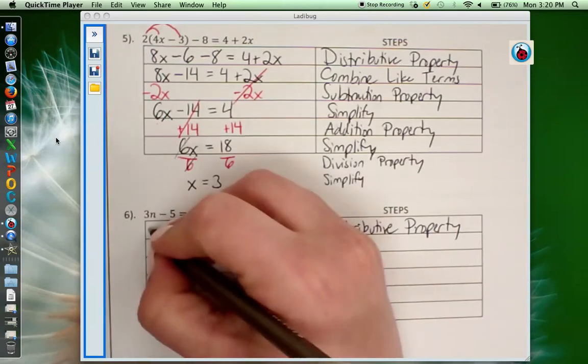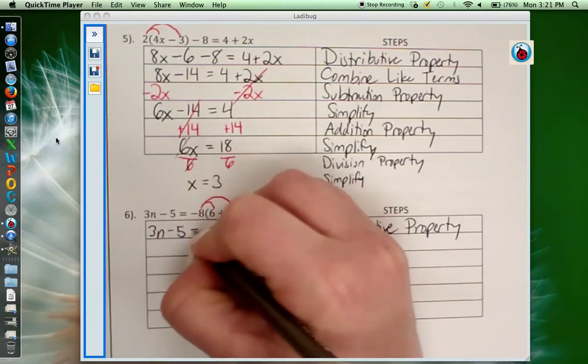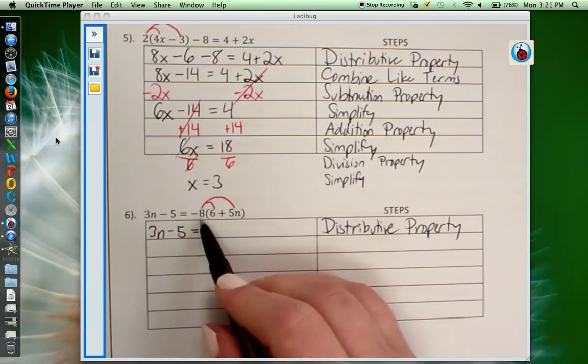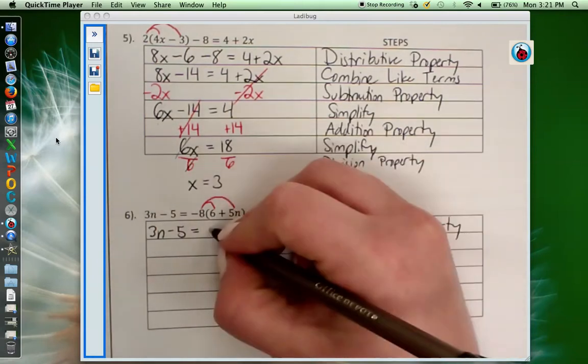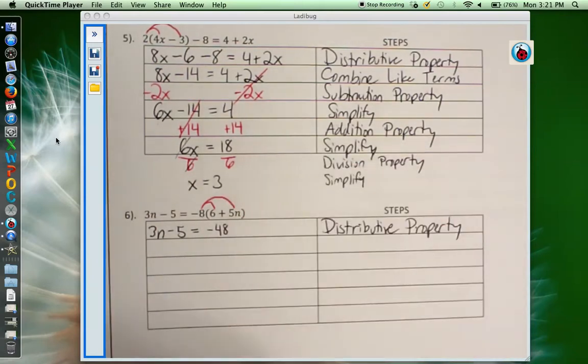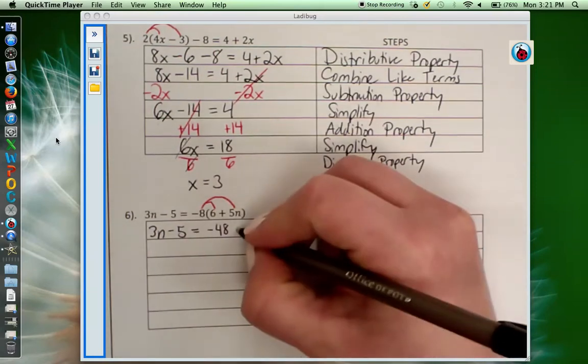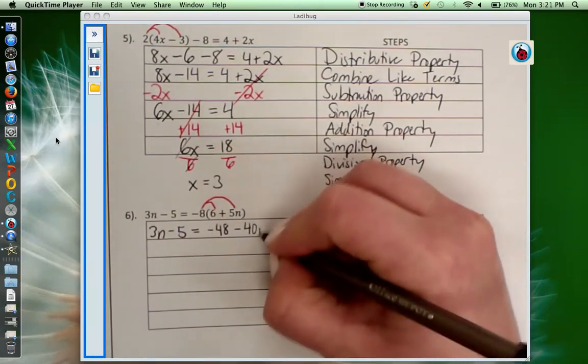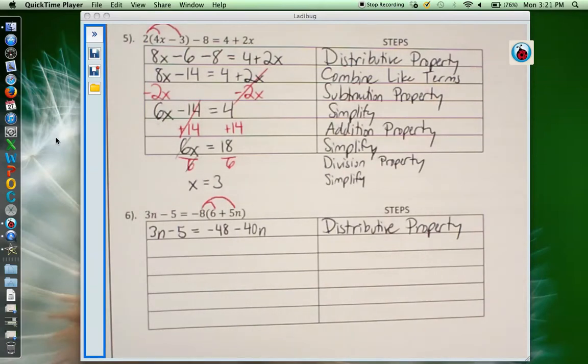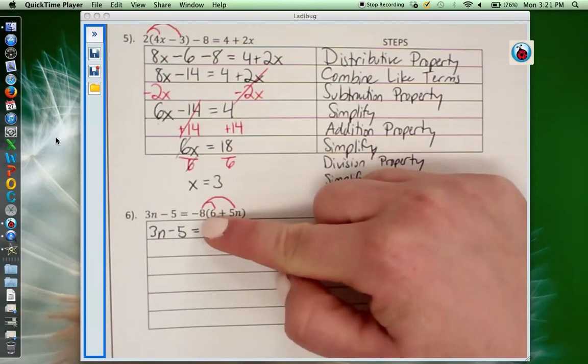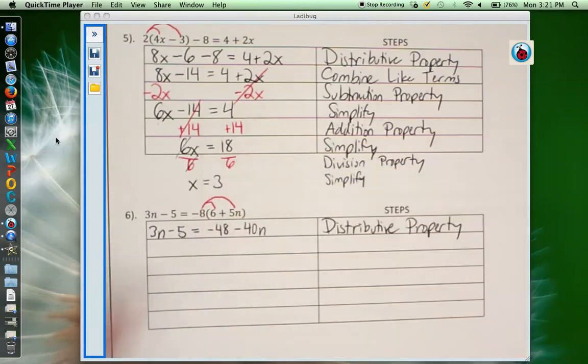The left side is still 3n minus 5. The right side, negative 8 times 6 is negative 48. Negative 8 times 5n is negative 40n. All right, so now check again. Is each side of this equation as simplified as it can possibly get on its own? So left side, there's nothing to simplify here. There's no like terms, there's no parentheses. Right side, there's no like terms, there's no parentheses. So I'm done simplifying the individual sides.